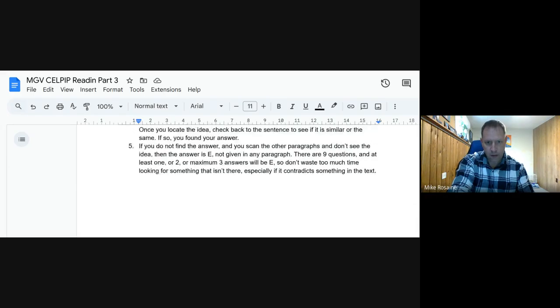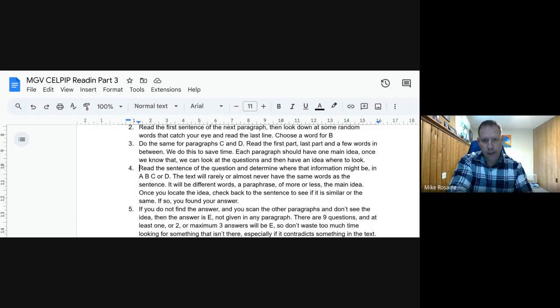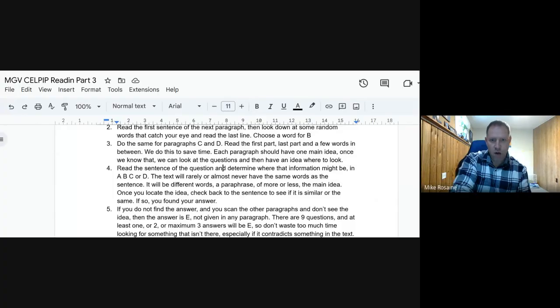Now, once we've done those steps, we're ready for reading the sentence of the question and determining where that information might be. So is the sentence we're looking for in A, B, C, or D? Now, remember here, guys, the text will rarely or almost never have the same words as the sentence that we're given. It's going to be different words, okay? And that's what we call a paraphrase. And that paraphrase is more or less the main idea.